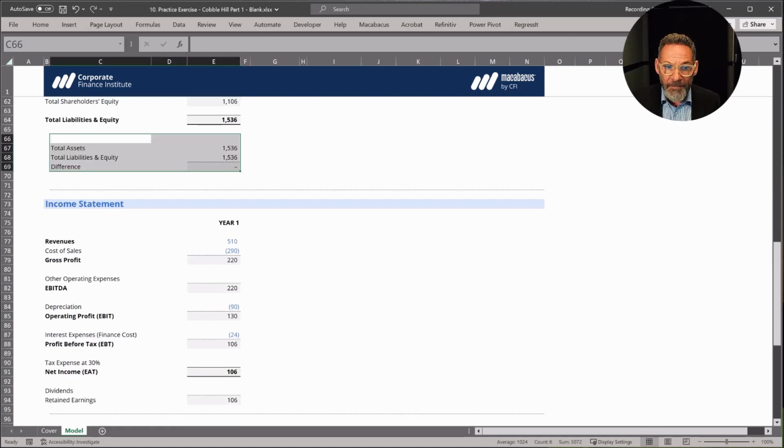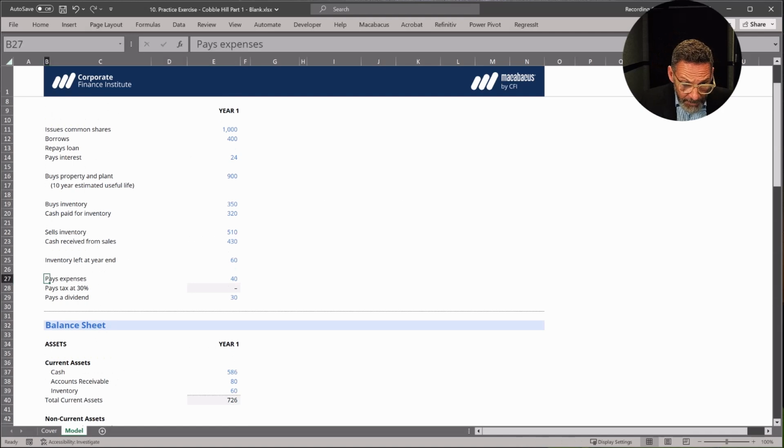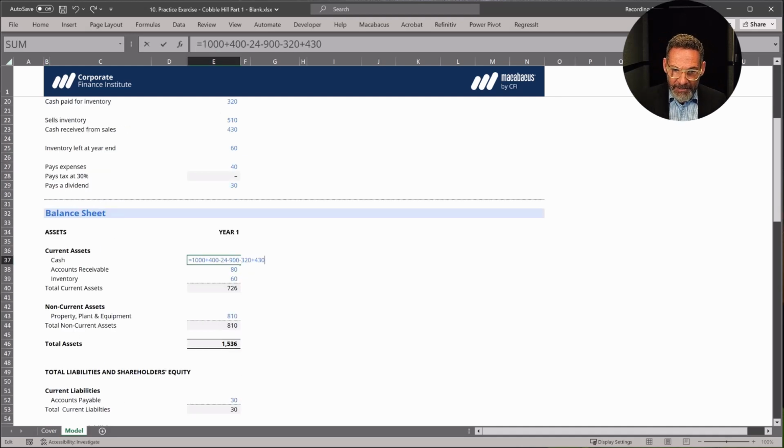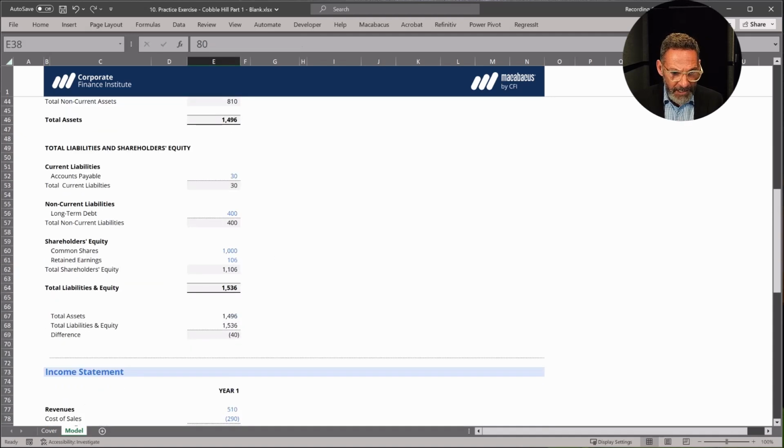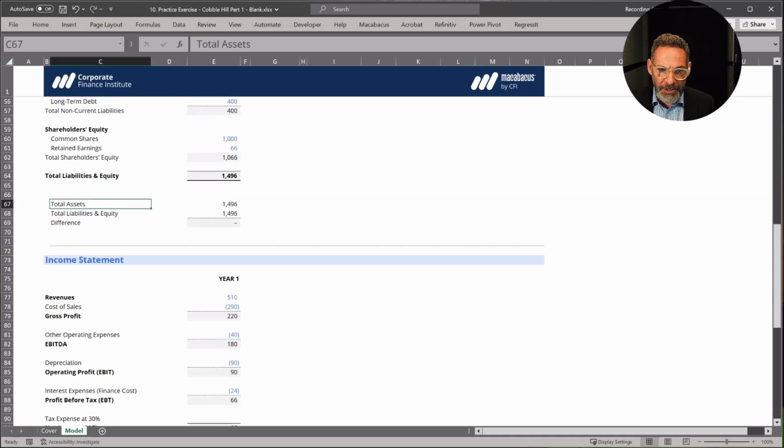We're starting to get more of a complete income statement, but we're not done yet. There's a couple of other things we need to record. So we pay expenses of 40. We're going to be paying tax at 30%, and we're paying a dividend. So the 40 of expenses, let's do that. That's 40. I always start with cash. But we have expenses of 40. Again, our income statement is feeding through correctly into our balance sheet. We know that because the balance sheet continues to balance and the accounting equation holds.